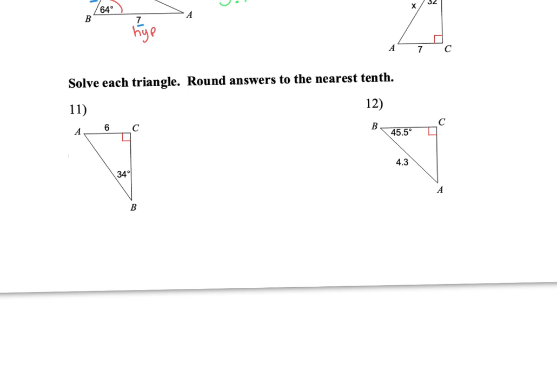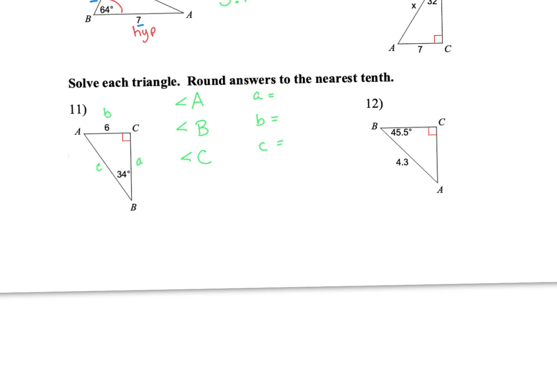When they say solve the triangle, they want the measurement of every single angle and every single side. Remember, the sides that I list here are opposite of that angle. So if I have side A, it's going to be opposite of A. Side B is opposite B. Side C is opposite C. That's how I'm listing those.